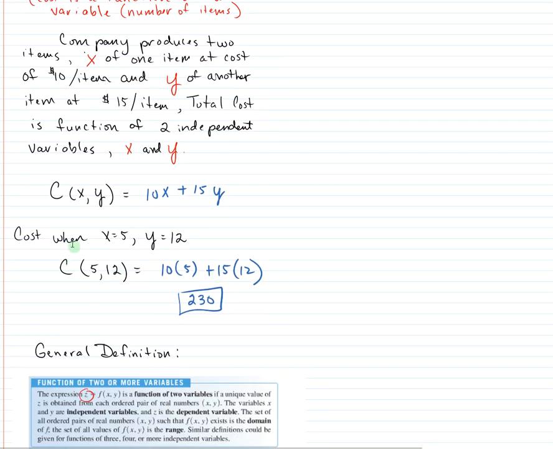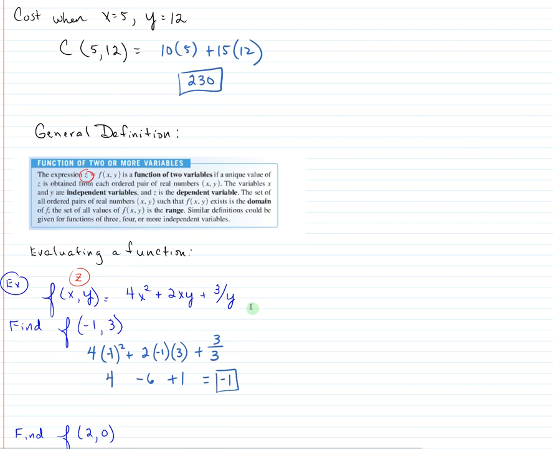And to find the cost when X is 5 and Y is 12, C of 5 comma 12, you're plugging in. So just like when we say F of X is something, and if we want to know F of 3, we plug 3 into the function everywhere there's an X. So C of 5 comma 12, you put 5 where the X is and 12 where the Y is.